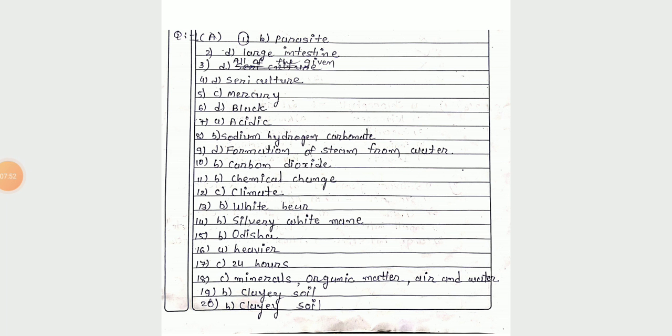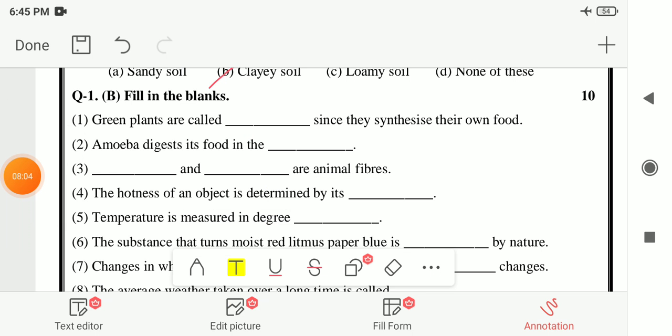So here the answers for the MCQs are given to you. You can check your answers from here. So here our question 1A gets over. Now next question is question number 1B, that is fill in the blanks.